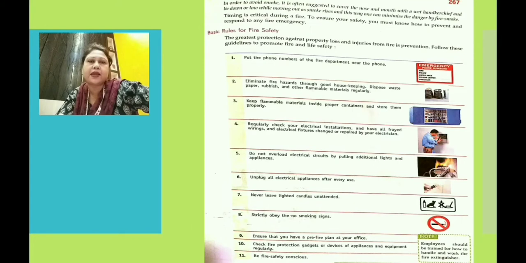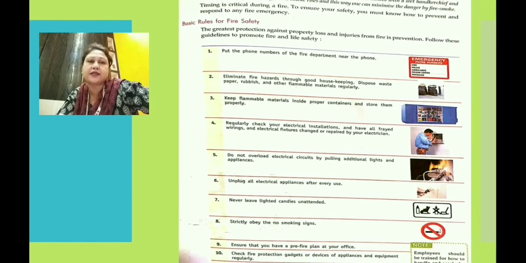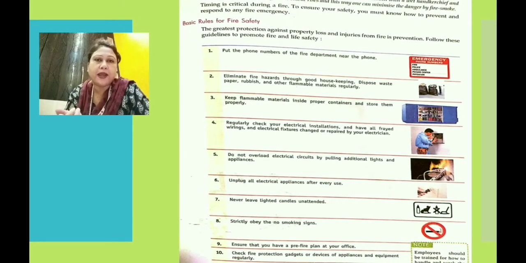Then the next topic is the basic rules for fire safety. So our next topic is about how to prevent fire in a workplace. The greatest protection against property loss and injuries from fire is prevention. The only way is to prevent it, because we don't know when we are going to catch fire, or when the furniture or anything else catches fire. So we have to just prevent it.